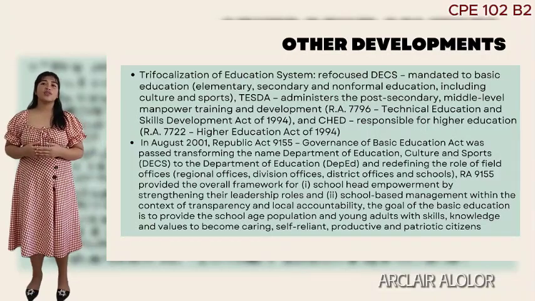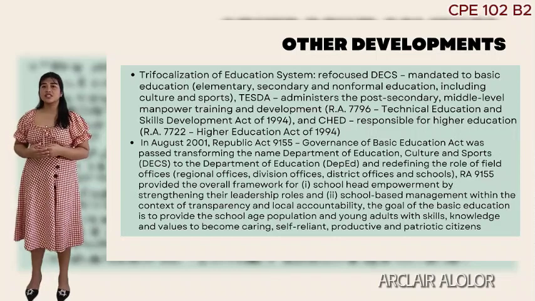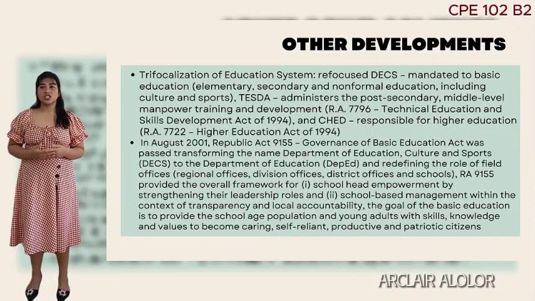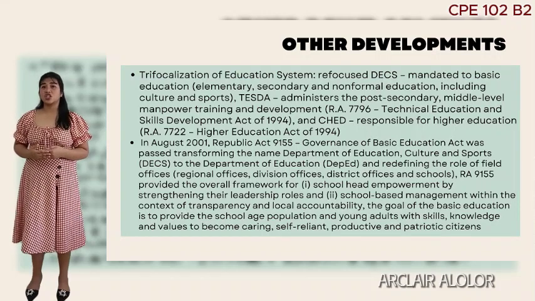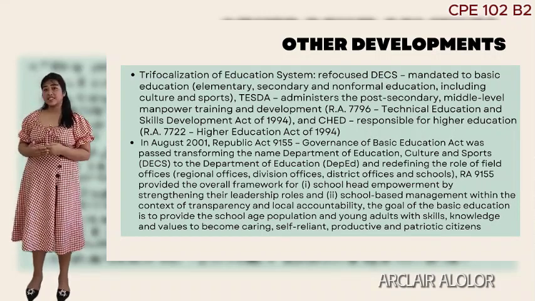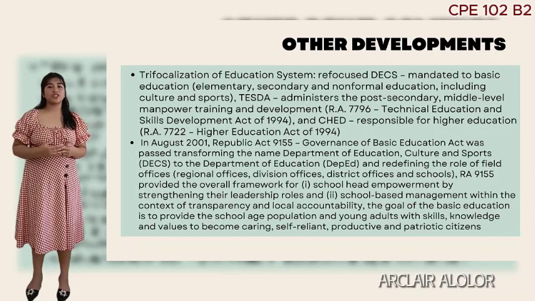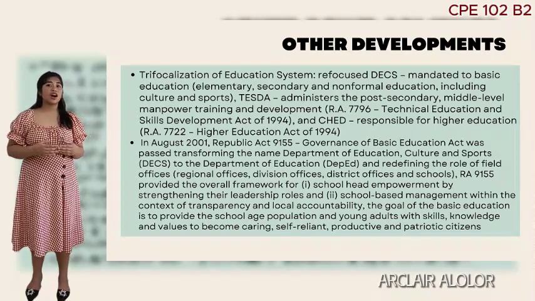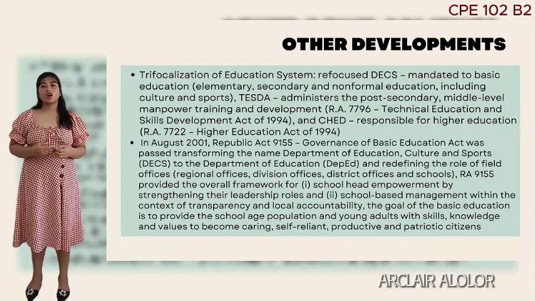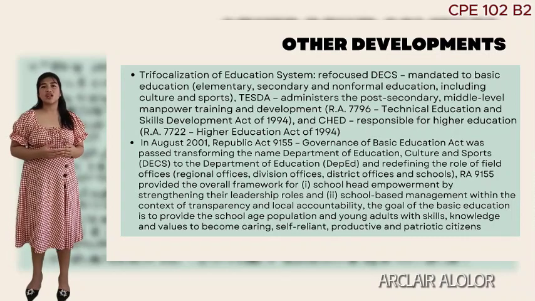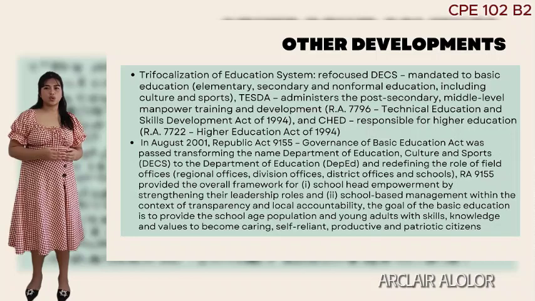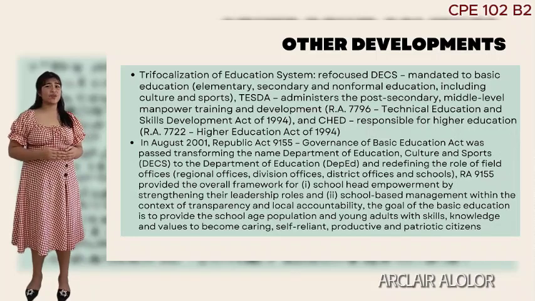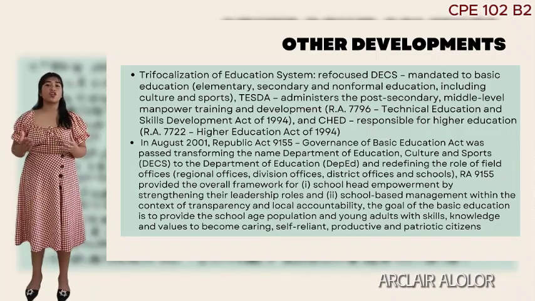Republic Act 9155, the Governance of Basic Education Act, was passed, transforming the name Department of Education, Culture and Sports (DECS) to Department of Education (DepEd), redefining the role of field offices, regional offices, division offices, district offices, and schools. RA 9155 provided the overall framework.